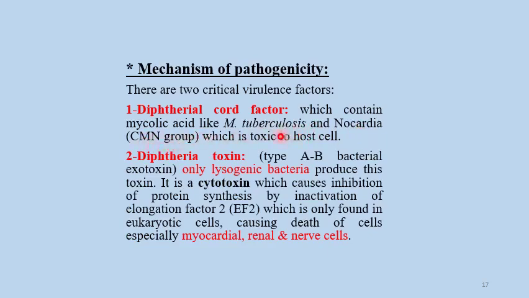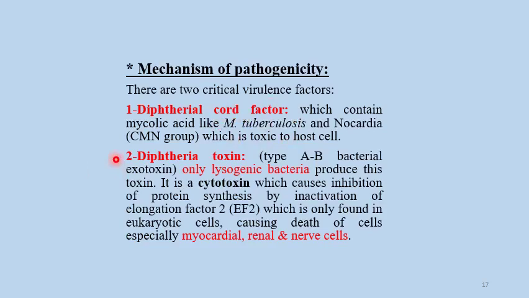So they call this group of microorganisms that contain mycolic acid the CMN group. C stands for Corynebacterium diphtheriae, M for Mycobacterium tuberculosis, and N for Nocardia. So the 3 organisms contain this mycolic acid, which is toxic to the host cell. This is considered the first virulence factor, but it is not very important in diphtheria. What matters in diphtheria is, of course, the diphtheria toxin.